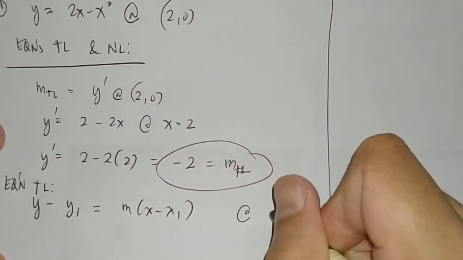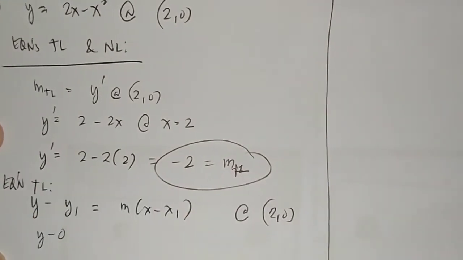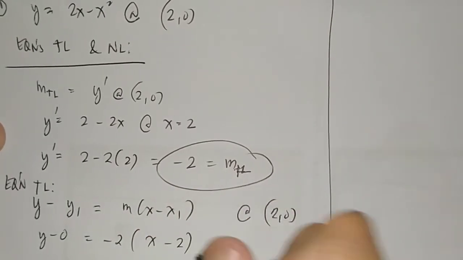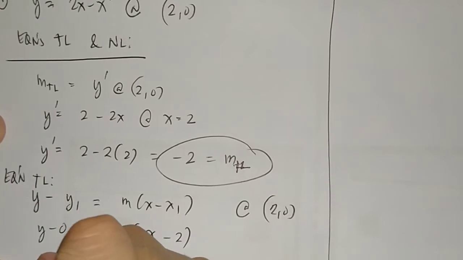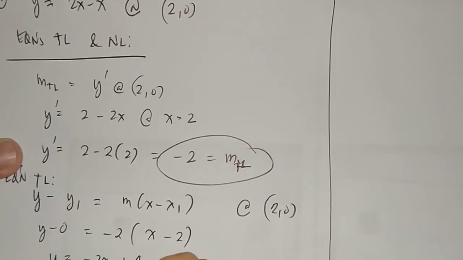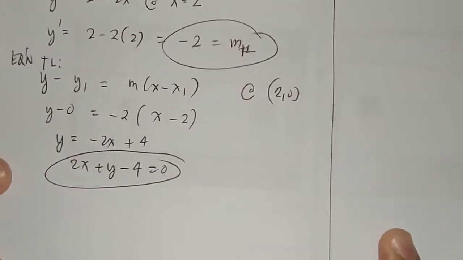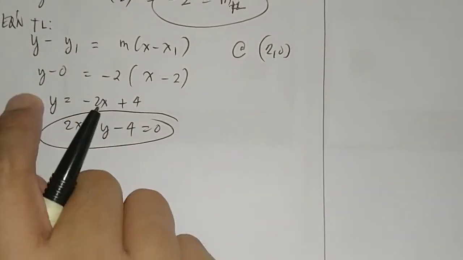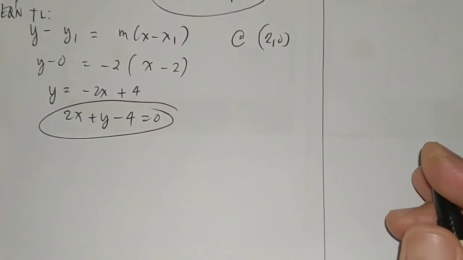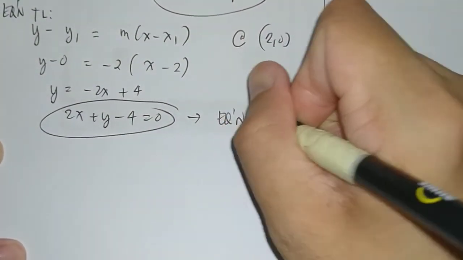So remember, the point of tangency is at (2, 0) with slope negative 2. So y minus 0 is equal to negative 2 times x minus 2. The value of x is 2. So y is equal to negative 2x plus 4, or 2x plus y minus 4 is equal to 0. So that must be the equation of our tangent line, by transposing that negative 2x there, and the positive 4 on the left becomes negative 4. So that is the equation of our tangent line.